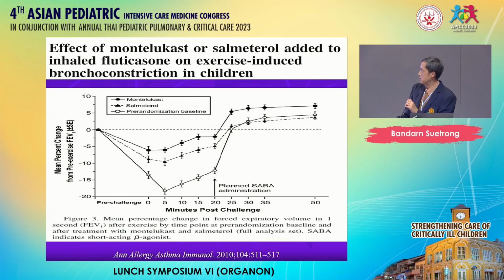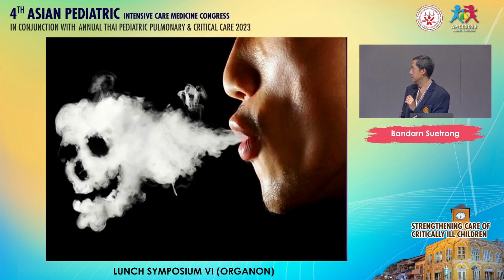It is a study to compare montelukast and salmeterol, a long-acting beta-2 agonist, and we found that montelukast has the best response in asthmatic patients who have exercise-induced bronchoconstriction in children. The next group is the child with passive smoking. The best treatment is we should advise the family to quit smoking, right? But if we cannot do that, that's a good thing.